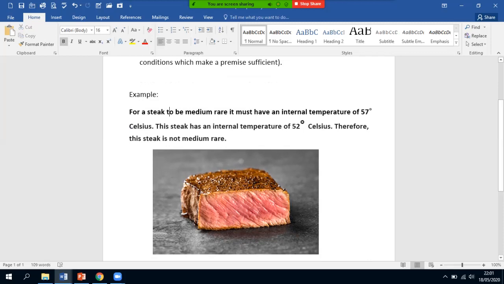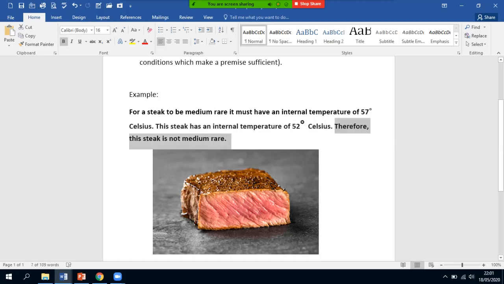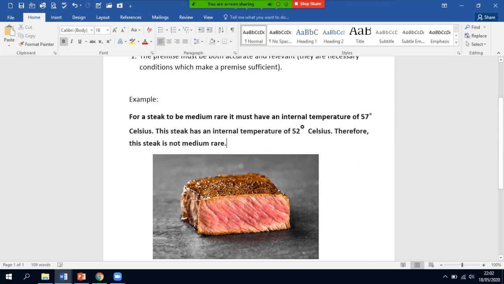If we just jump straight to the conclusion, therefore the steak is not medium rare, it might be relevant, but it can't work by itself. It needs this premise here: this steak has an internal temperature of 52 degrees Celsius, because working together, you have a stronger argument, a stronger reason to believe the conclusion. So what you need is for the premises to be both accurate and relevant. Both of these premises are relevant because they support one another to draw this conclusion.